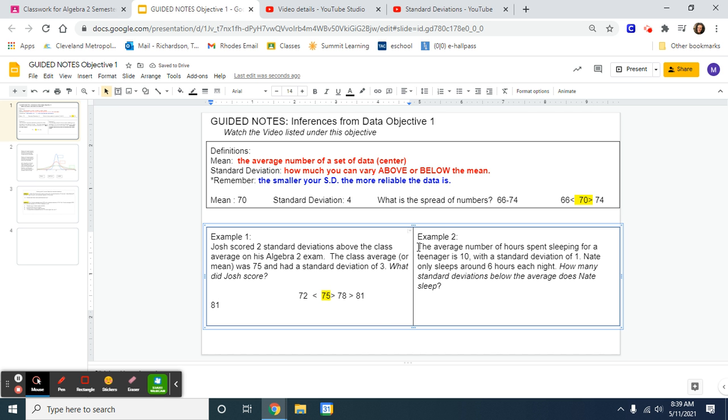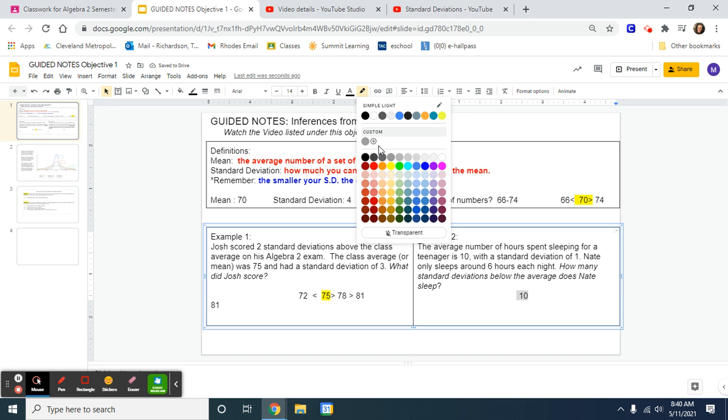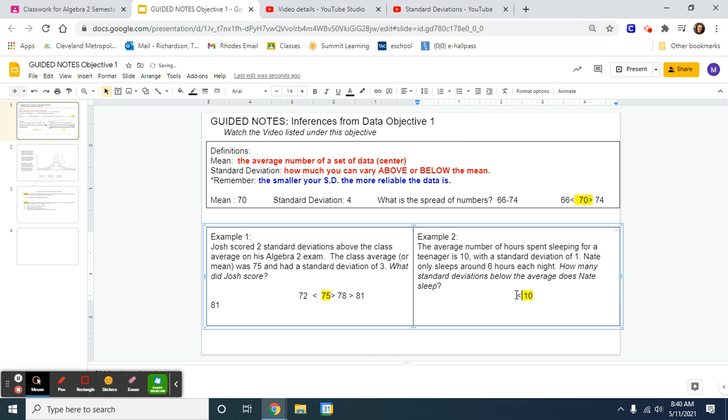Okay. Example 2, the average number of hours spent sleeping for a teenager is 10, with a standard deviation of 1. Nate only sleeps around 6 hours each night. How many standard deviations below the average does Nate sleep? Okay, so our average is 10, right? That's the mean. So I'm going to, again, highlight that. That's our focus. And then our deviation is 1. So every time we're just going down by 1. So 1 less is 9. 1 less is 8 from 9. 1 less is 7.